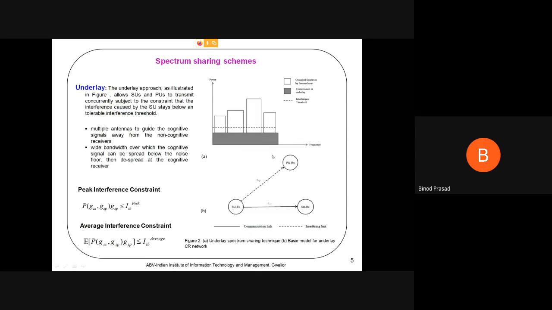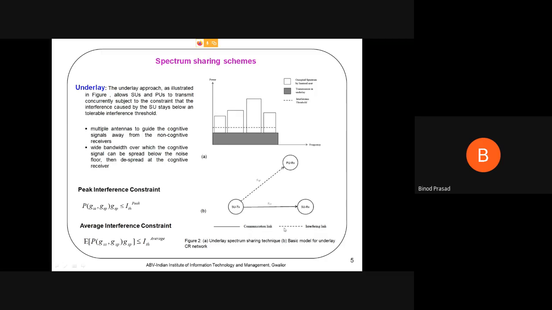But under this scheme, what are the requirements? The SU side requires some kind of side information, in the sense of what the interference limit is from the PU receiver's point of view. That information is fed by a band manager, a mediator who provides the interference limit set by the primary receiver. Based on that, the SU will control its power and transmit in a given band, so it can utilize that band.